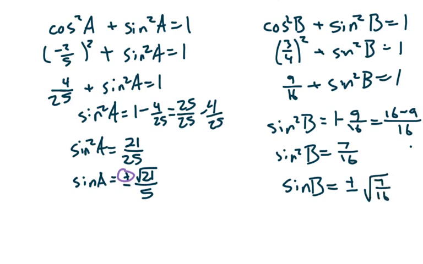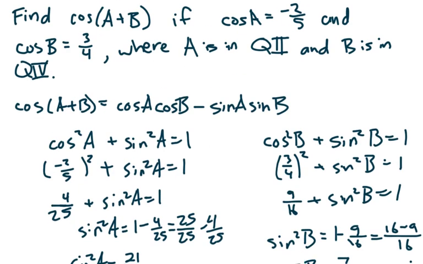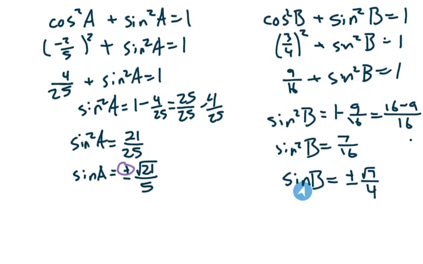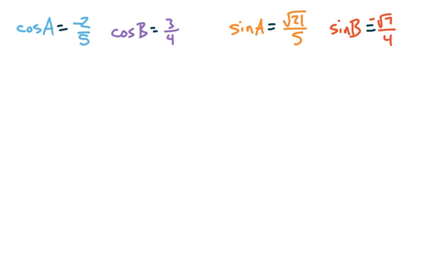Taking the square root of the top and the bottom separately, the square root of 7 can't be simplified, but the square root of 16 is nice. And there's that. Cool, right? Now, do we choose the positive or negative square root? Based on the quadrant, what would you say? B is in quadrant 4. We're looking for sine. In quadrant 4, sine is negative.